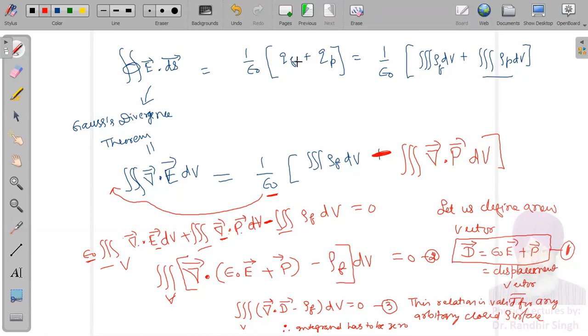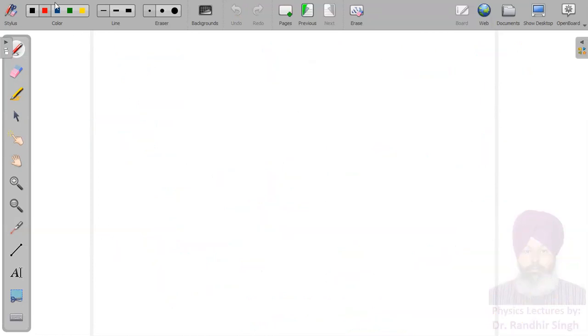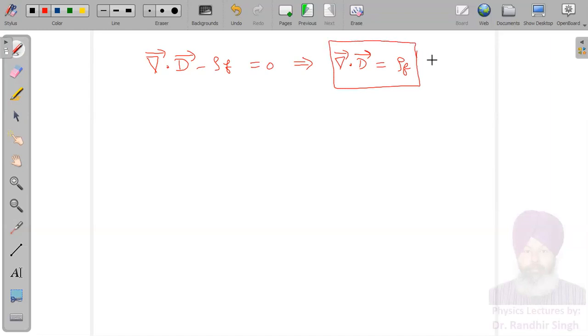So if the integrand has to be 0, then I have to add a new page. Then I can say del dot (D minus rho f) has to be 0, which will mean del vector dot capital D vector must be equal to rho f. This is the differential form of Gauss law for dielectrics.